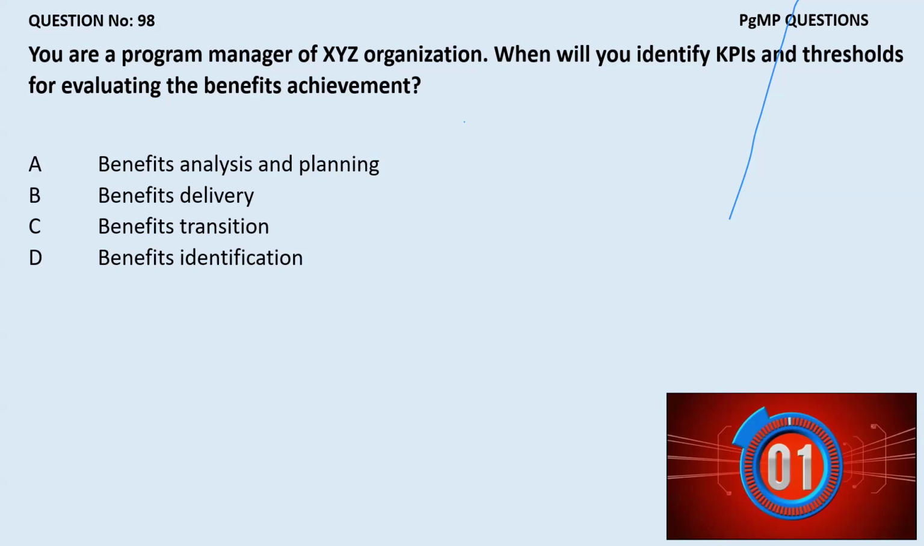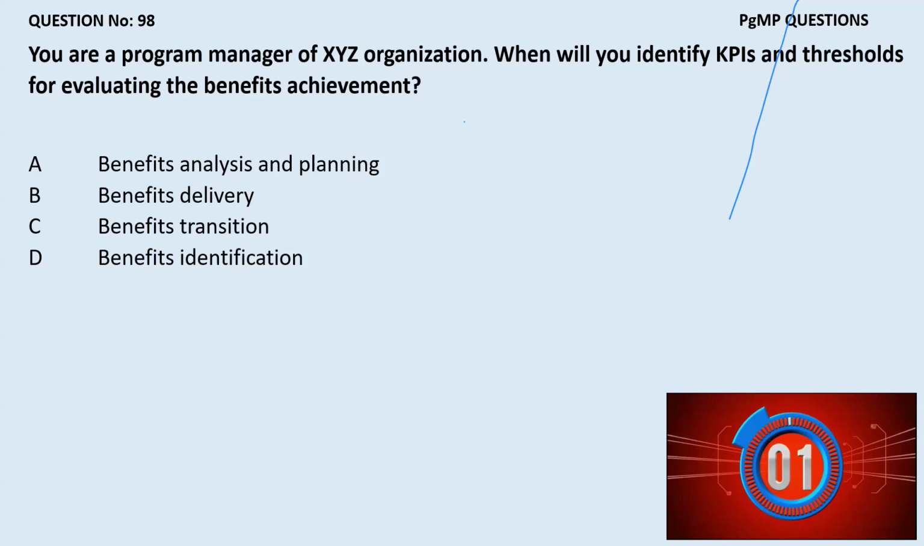Sandeep, listen. The benefit register is overlapping: when I am analyzing the benefits, am I not updating my benefit register? Yes or no? Yes, we are updating the benefit register. So I identified the benefits and thresholds. He can also put other things, like, when will you identify target dates, milestones, progress indicators for evaluating the benefits achievement.